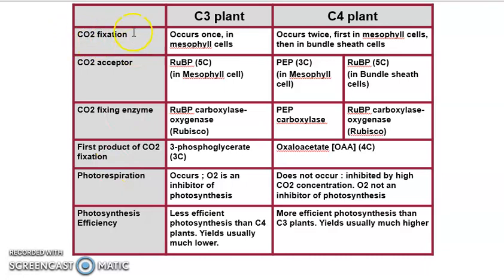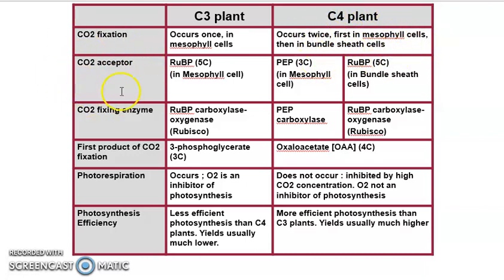Okay, in terms of carbon dioxide fixation, carbon dioxide acceptor, and then carbon dioxide fixing enzyme, first product of carbon dioxide fixation, photorespiration, and lastly photosynthesis efficiency. So, kalau kita ambil contoh dekat sini, untuk C3 plant, carbon dioxide fixation, it occurs once, berlaku sekali sahaja. Di mana? In mesophyll cell. Tapi in C4 plants, okay, carbon dioxide fixation will occur twice. Dekat mana? First in mesophyll cell, second in bundle sheath cell.